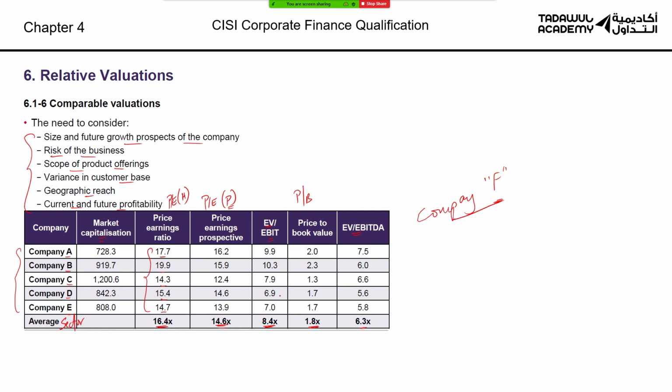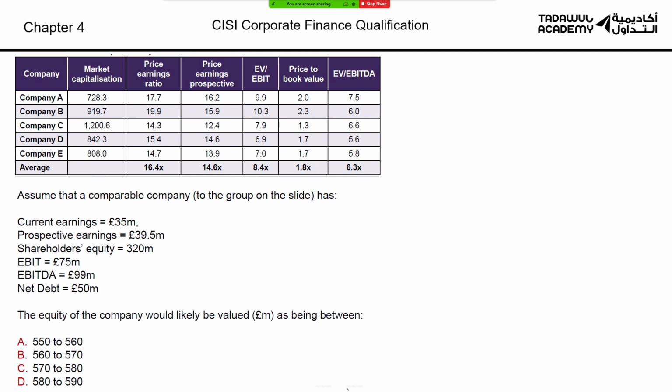So the first thing you need to do is find the average for the sector. Add the numbers and divide them by N. Once you have the average for the sector, we can now get a valuation for company F. Let's look at a quick example of this. This is the table from the previous page. We looked at the valuations of the companies, the ratios, and we obtained an average for the sector.